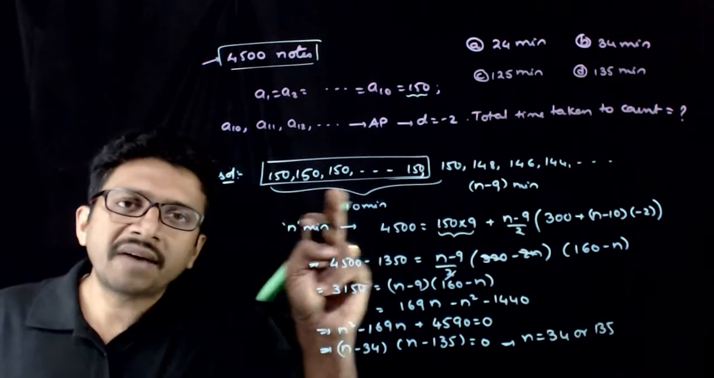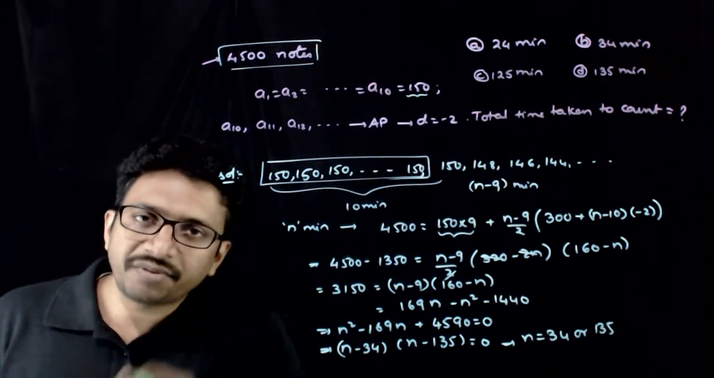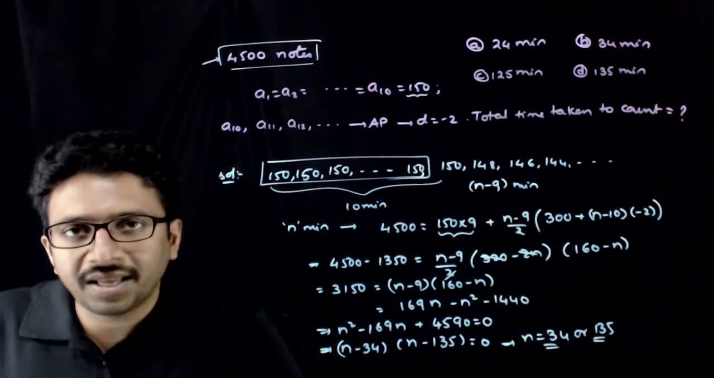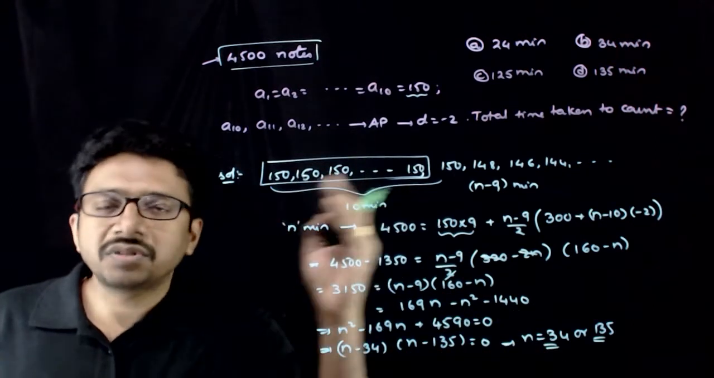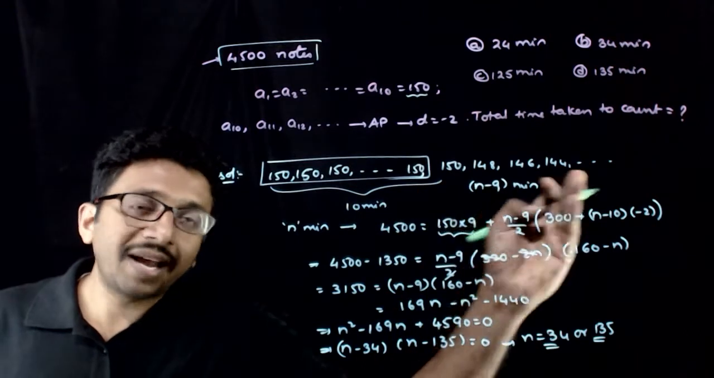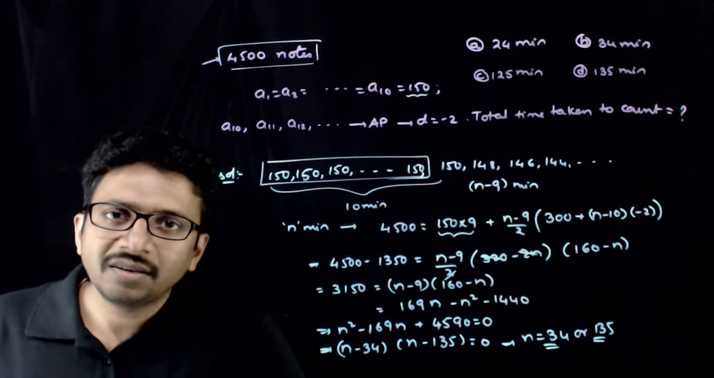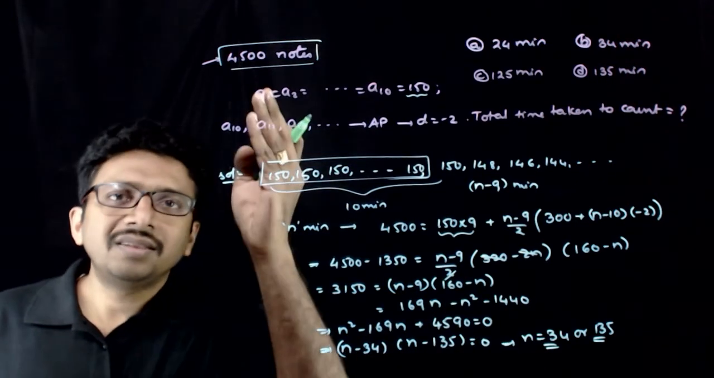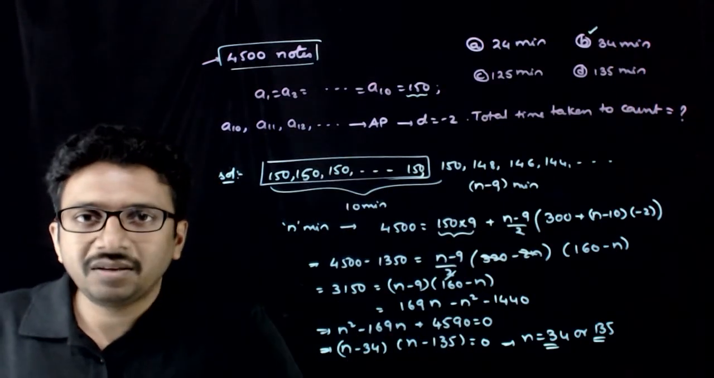So we know that if you have a decreasing AP, corresponding to every sum you have 2 values of n. So should we take the lower number or the higher number? We have to take the lower number, because in 34 minutes, all the 4,500 notes will be counted. And if you go to 135, you get negative terms, and effectively the sum again becomes 4,500. But we don't want that sum. We want the first time when the sum reaches 4,500. So your answer is option B, 34 minutes.